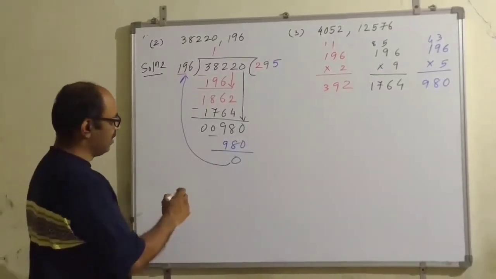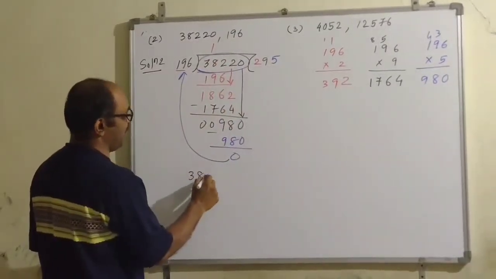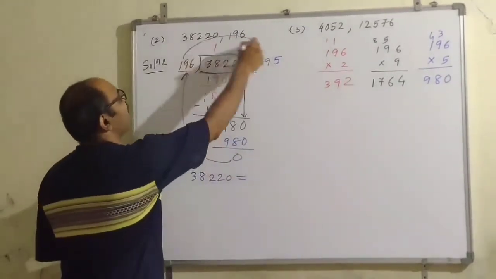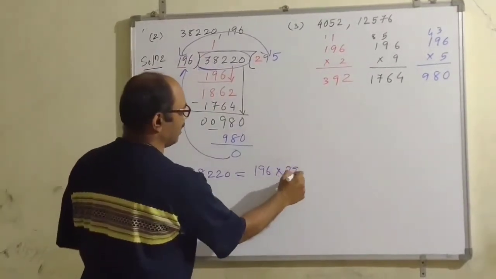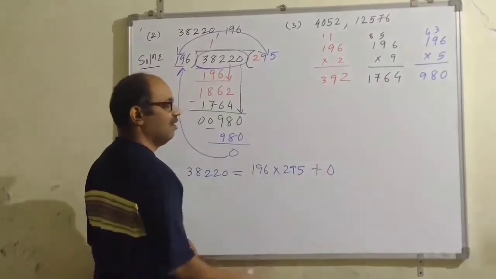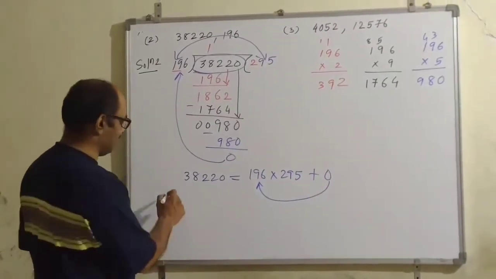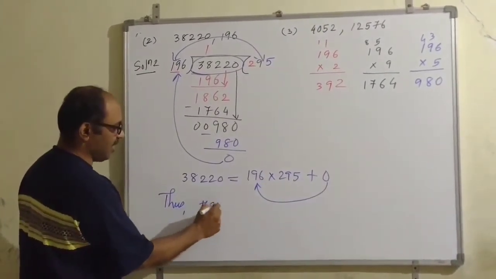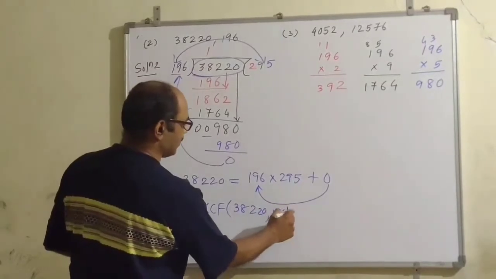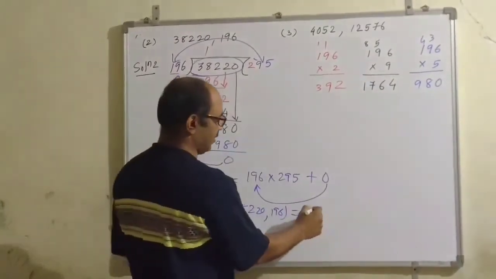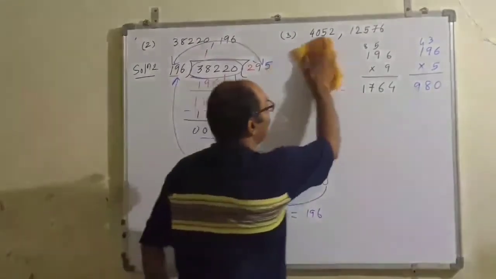Okay. Let's represent in the Euclid's division lemma form. Dividend 38220 is equal to divisor into quotient. Divisor is 196 into quotient 195 plus the remainder 0. You got remainder 0 when the divisor was 196. So the HCF is 196. Thus, HCF of two numbers 38220 and 196 is equal to 196. Got it, children? Done? One more sum, the third one.